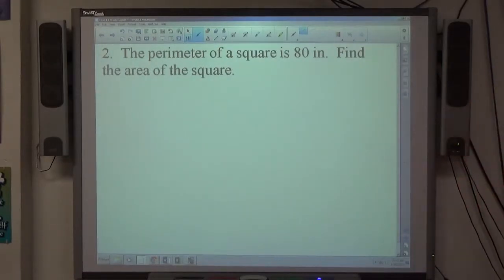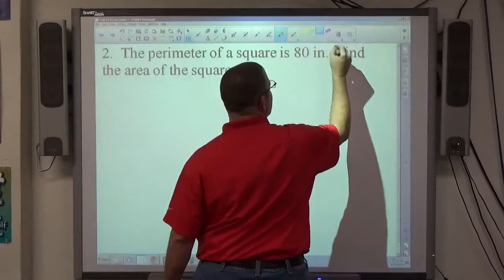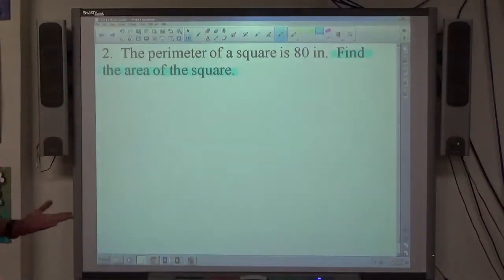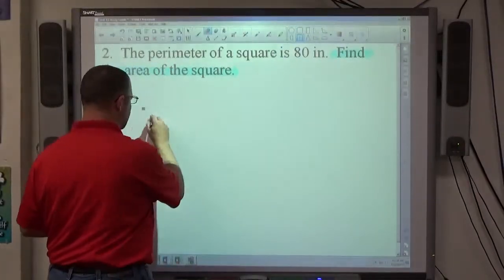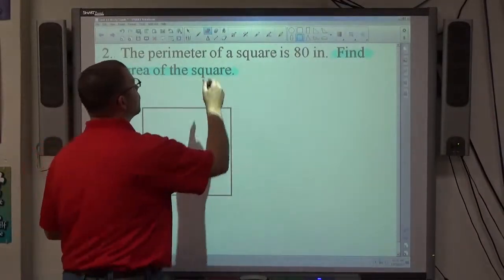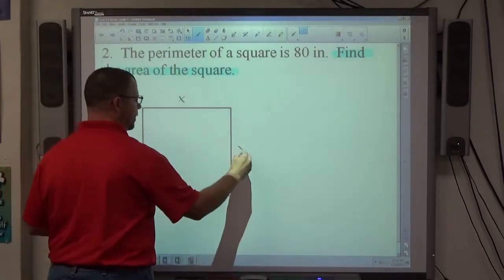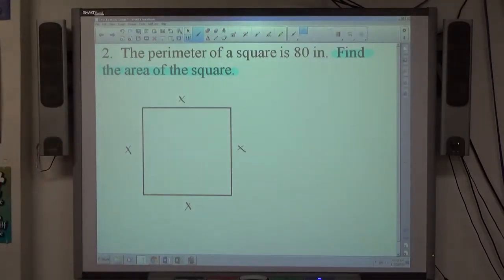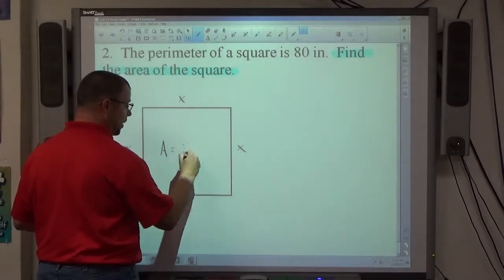Number 2, the perimeter of a square is 80 inches. Find the area of the square. So when you're trying to find something involving geometry, like the area of the square, what you have to ask yourself is, what do I need to know? We're dealing with a square here, and what we know about a square is all the sides are the same measure. So x, x, x, x. And we're trying to find the area. The area of a square is simply x times x, which is x squared.